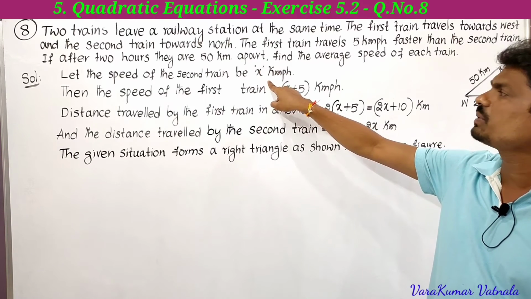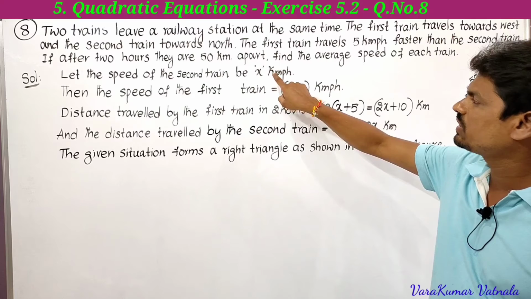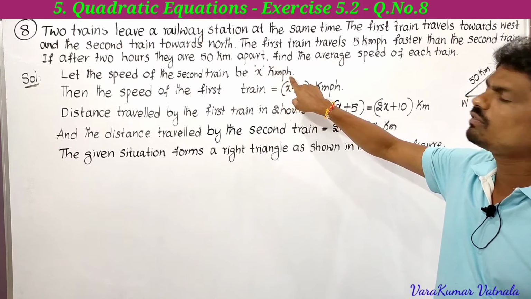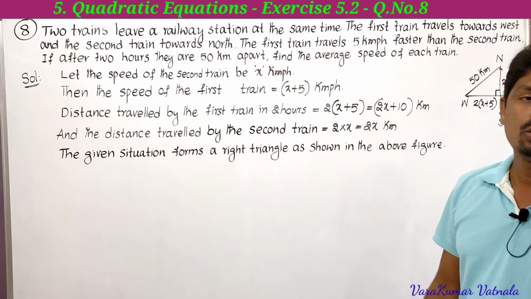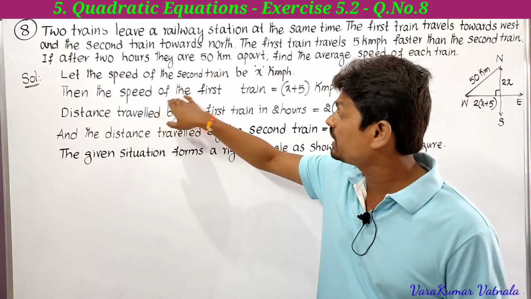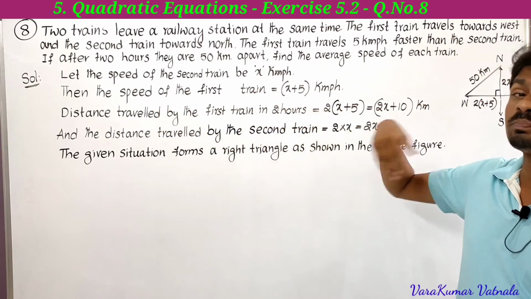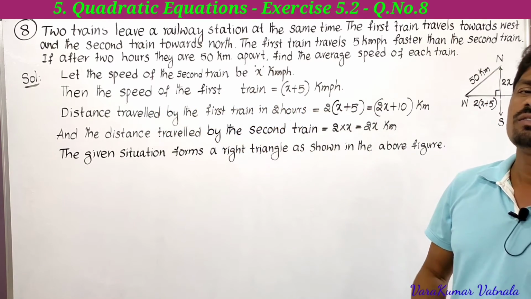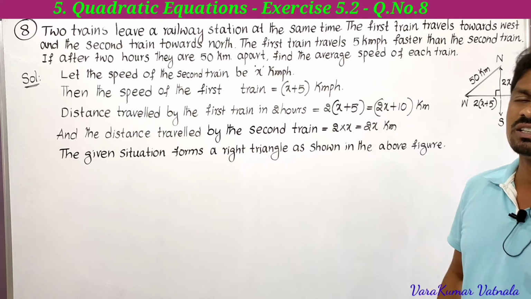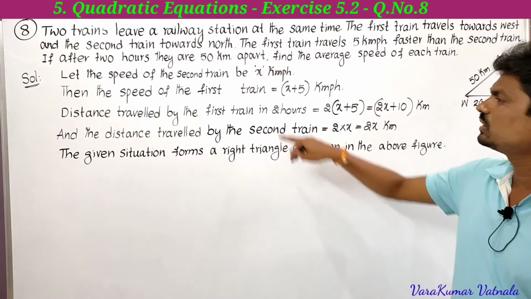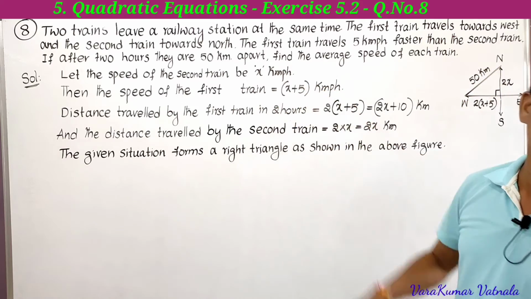See here, let the speed of the second train be x kmph. Kmph stands for kilometer per hour. Then the speed of the first train is x plus 5 kmph. Why? It is 5 km faster than the second one. So the speed of the first one becomes x plus 5.